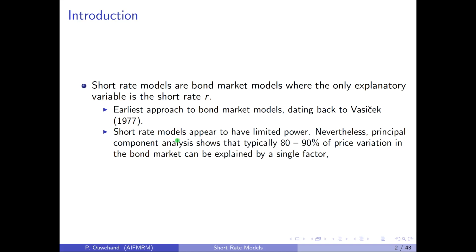Short rate models appear to have very limited power, because they use only one value, namely the value of the short rate, to model the entire yield curve, which consists of instruments going out to 30 years or more. Nevertheless, principal component analysis shows that typically 80 to 90% of price variation in the bond market can be explained by a single factor. I'm not going to explain how principal component analysis works here, but it is useful to get some notion of how it works.